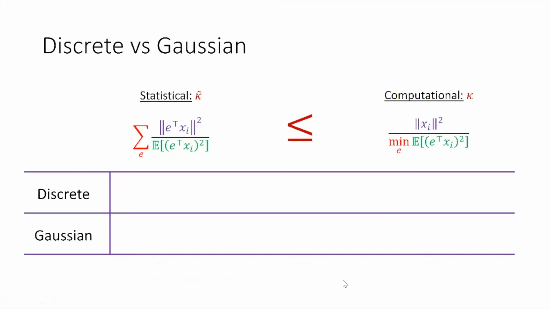Okay, so let's compute the statistical condition number versus the computational condition number for the discrete as well as the Gaussian distributions that we saw earlier. For the discrete distribution, it turns out that the statistical condition number is still of the order of 10 to the 4, which is the same as the computational condition number. Whereas for the Gaussian distribution, the statistical condition number is only about 100, compared to 10 to the 4, which is the computational condition number. So in this case, the statistical condition number is much smaller than the computational condition number, and we would expect acceleration to be at least information theoretically feasible in this setting, whereas it may not be feasible at all in the other setting.